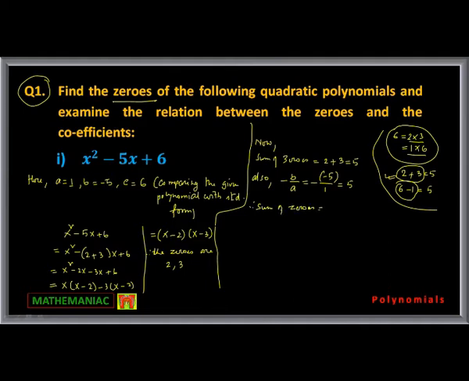Sum of zeros is equal to how much? It is minus b by a. So one part is verified.